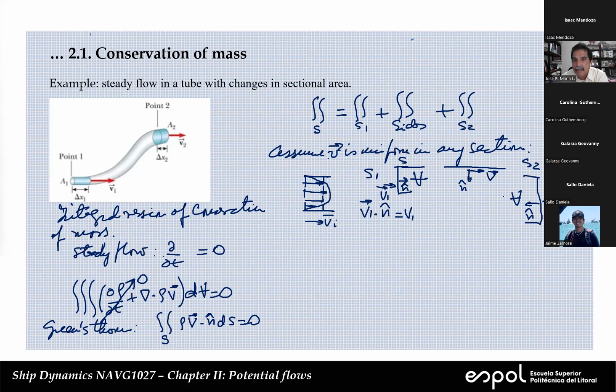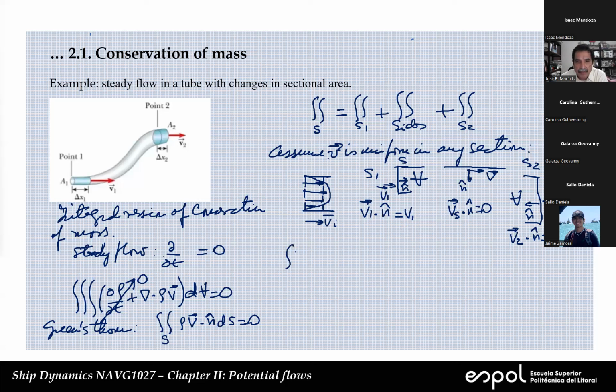And here, V side dot N is 0 because they are orthogonal. And in here, V2 dot N, see, N is in this direction, V is in that direction, so it's going to be minus V2 times 1, because we assume that it's uniform. Now we can proceed to integrate.